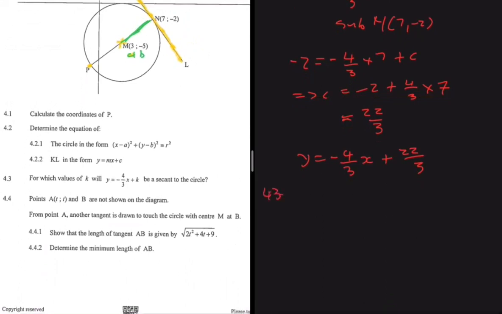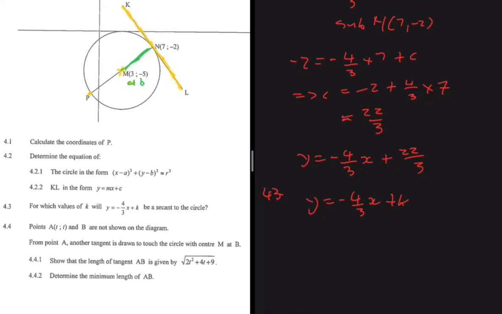So 4.3 is saying, for which values of k will y equals minus 4 divided by 3x plus k be a secant to the circle? So a tangent touches the circle once, right? And a secant goes through the circle. So this line here would be a secant, it's going through the circle. This line here would be a secant too. So as long as the line is going through the circle, then it's a secant, right?